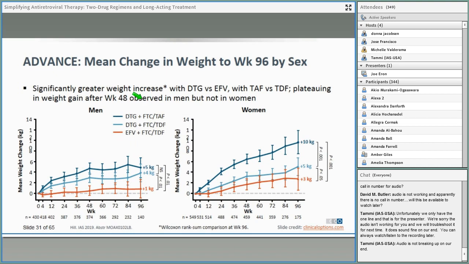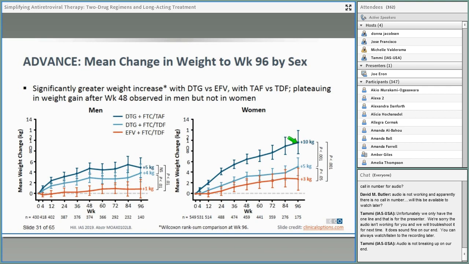And what about fat? So these are the studies that were published last summer in the New England Journal. This is the ADVANCE study, which was done exclusively in South Africa. This is looking at Dolutegravir FTC TAF. That's the blue line, which I'm going to focus on. Over a 2-year period, men on average gained 5 kilograms, which is about 12 pounds.